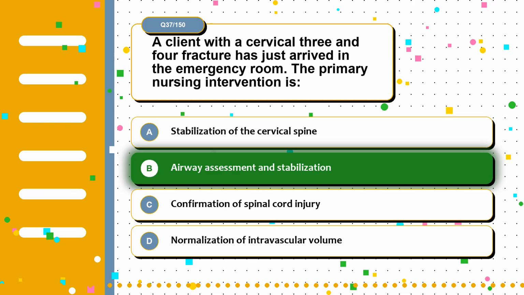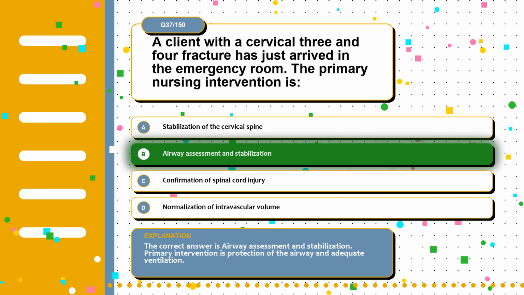The correct answer is option B. Airway assessment and stabilization. The correct answer is airway assessment and stabilization. Primary intervention is protection of the airway and adequate ventilation.